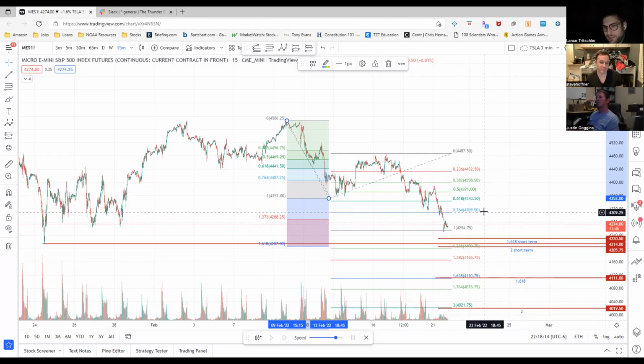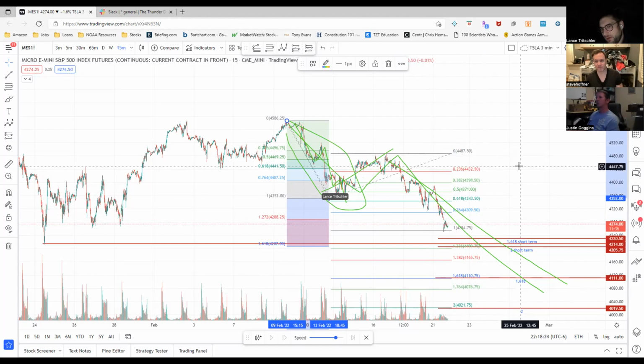This should be a wave 3. It should be 1, 2, 3. This is perfect. 1, 2, 3, 4, 5. That's a perfect 1, 2, 3, 4, 5. This is a 2, a deep pullback. It should work. So yeah, I'm probably not going to do a whole lot. We'll see what happens in the morning.